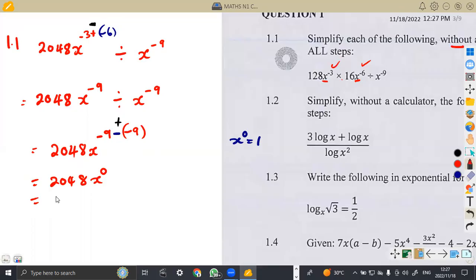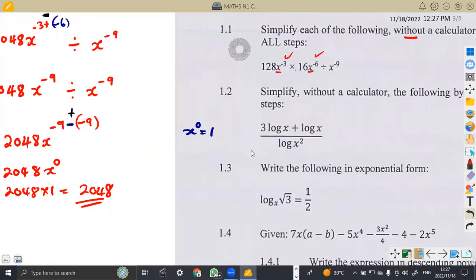So that means this is going to be 2048 times 1, which is just 2048. So we no longer have the x there. We are just left with a normal number, which is 2048. So that is what we had clearly there.